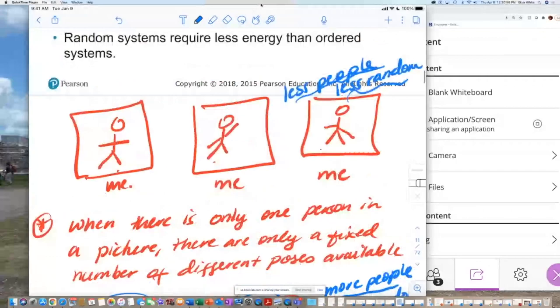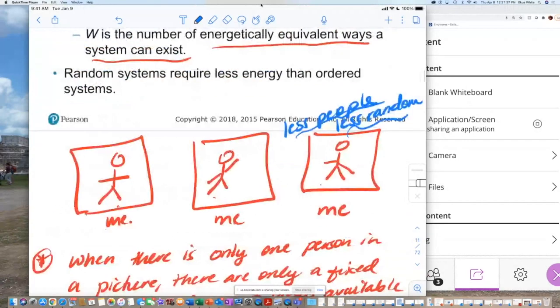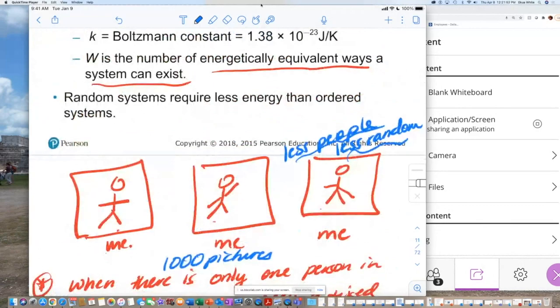This is what they're communicating. So when they go back here and say energetically equivalent ways, these are all the valid pictures that count as different poses. Okay, as the number of energetically equivalent ways of arranging the components increases. So in this story here, the components are the people. When you have many different ways of arranging the people to create a new picture, you're increasing the number of energetically equivalent ways in the picture. Okay? So let's say with me alone, I got around 1,000 pictures. I expect with me and my friend I will have minimum 2,000 pictures with different poses in each picture, right? Because there's more people, right? Of course, there'll definitely be more because we can do more together, right? So more people, more random. Less people, less random.